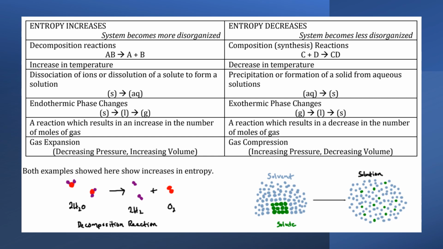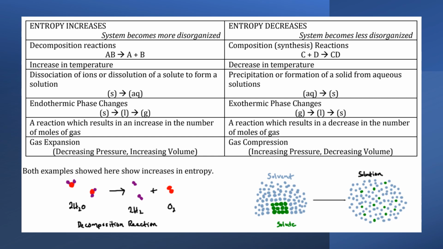So both examples shown here in this diagram: the decomposition reaction, and you have a solute added to a solvent to make a solution. Entropy is increasing, more disorder, more disorganized, more moles, etc. The opposite is for entropy decreasing, less disorganized. Synthesis reactions are an example.